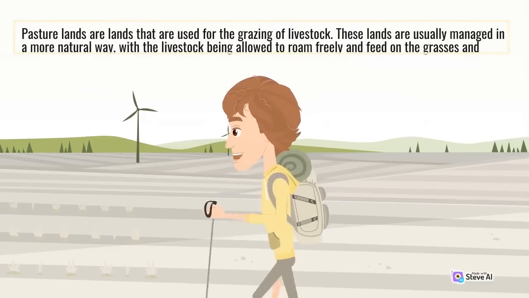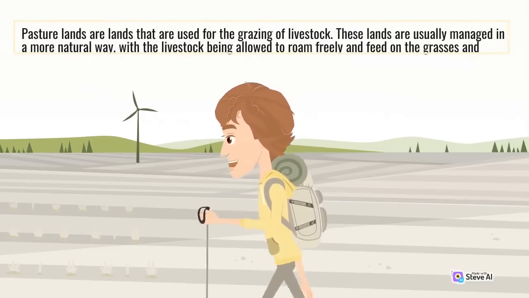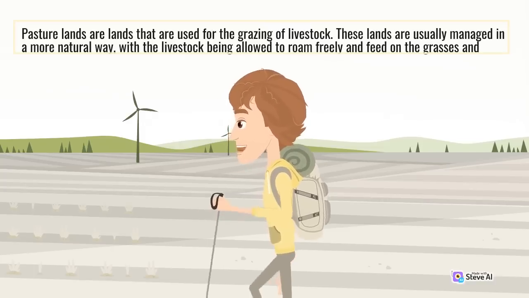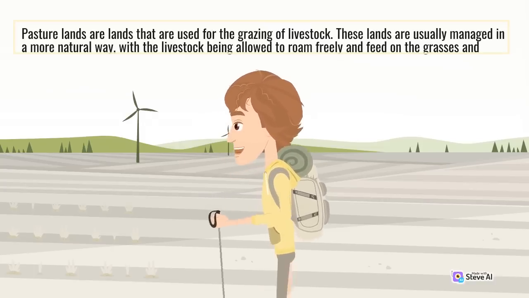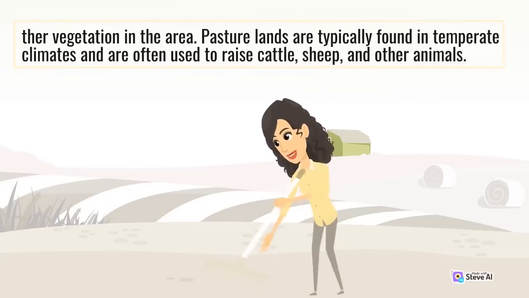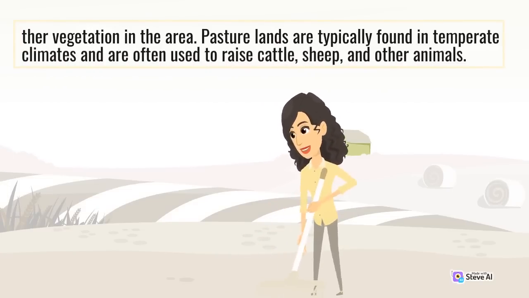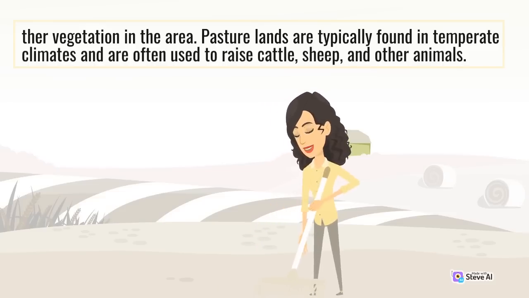Pasture lands are lands that are used for the grazing of livestock. These lands are usually managed in a more natural way, with the livestock being allowed to roam freely and feed on the grasses and other vegetation in the area. Pasture lands are typically found in temperate climates and are often used to raise cattle, sheep, and other animals.